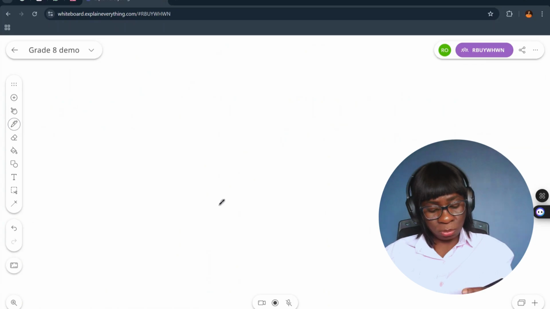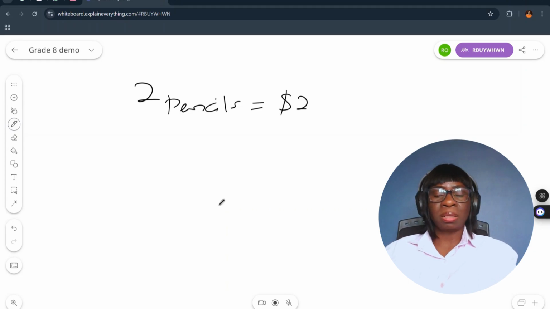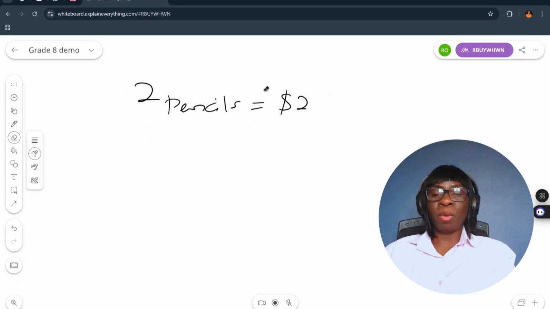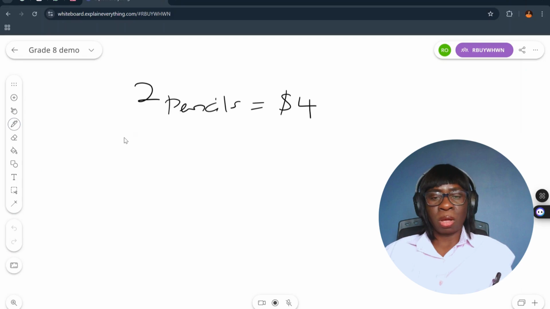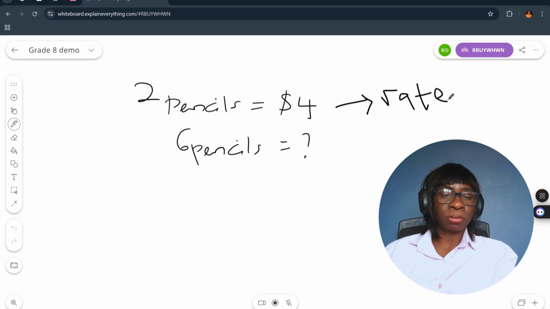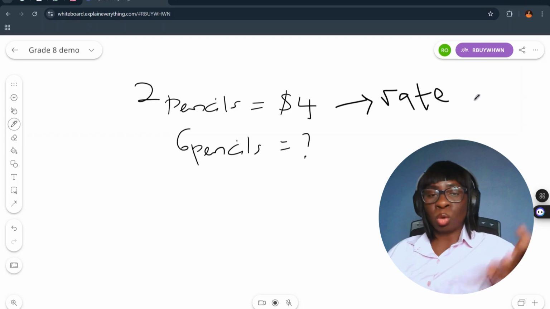If two pencils cost $4, so how much will six pencils cost? So this is 4. We are now asked to find the cost of six pencils. So here now, this is a rate, because they have different quantities, different units. It is the number of pencils to the price.